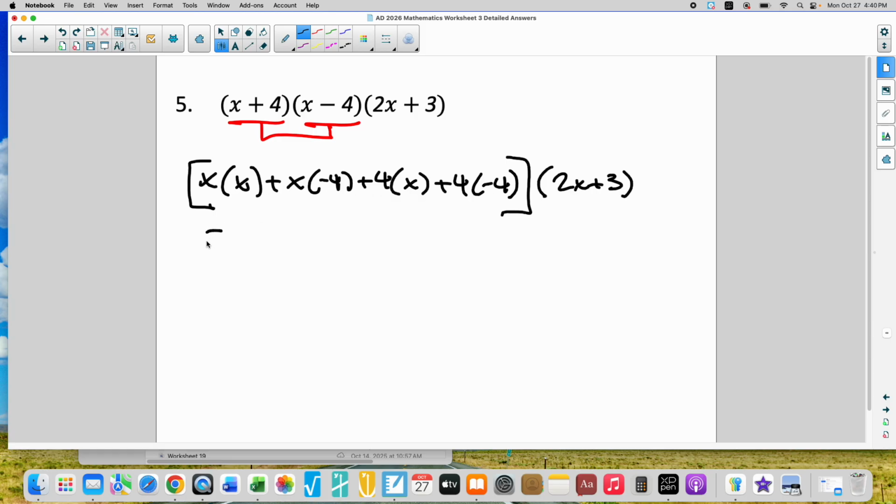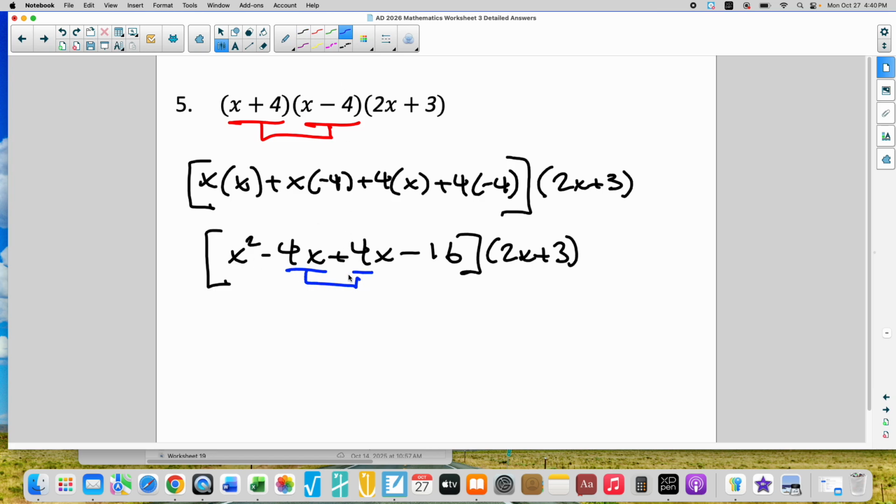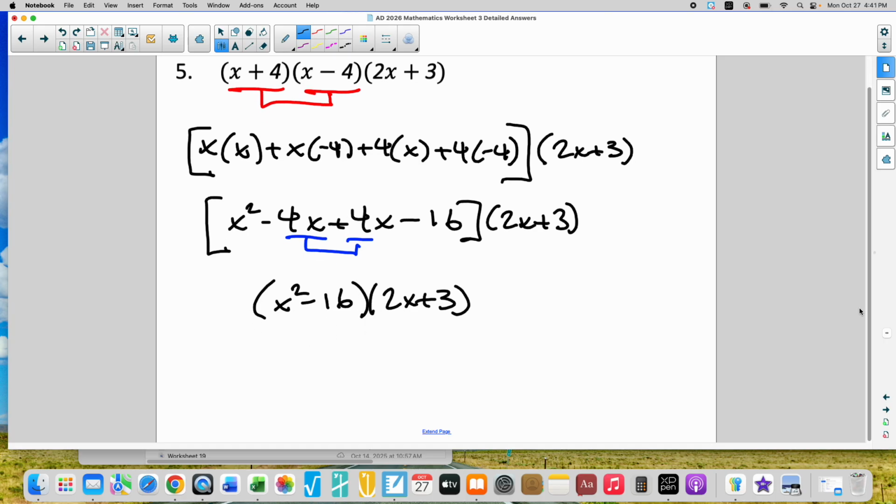So let's simplify this. This becomes x squared minus 4x plus 4x minus 16 times 2x plus 3. And these are like terms. Here's my outer and inner. They actually cancel each other, and you're left with x squared minus 16 times 2x plus 3. And you need these parentheses here. These parentheses don't break off because it's still a product. We're taking this product and multiplying it by this last term. So we still need parentheses to show that we need to distribute this also.